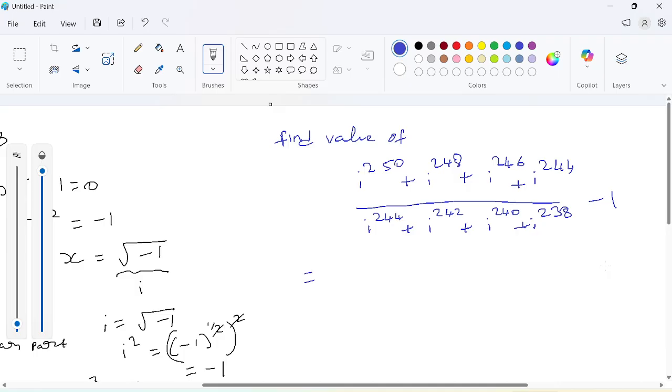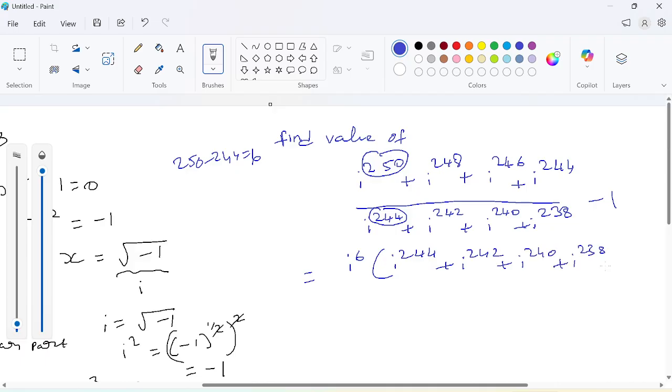Take the power of the first term of the numerator and the power of the first term of the denominator. How much do you subtract? 250 minus 244. It will be 6. In the other terms also it is the same; corresponding terms also get the same. So now take i power 6 as common. Now it will be i power 244 plus i power 242 plus i power 240 plus i power 238, whole divided by i power 244 plus i power 242 plus i power 240 plus i power 238, minus 1.